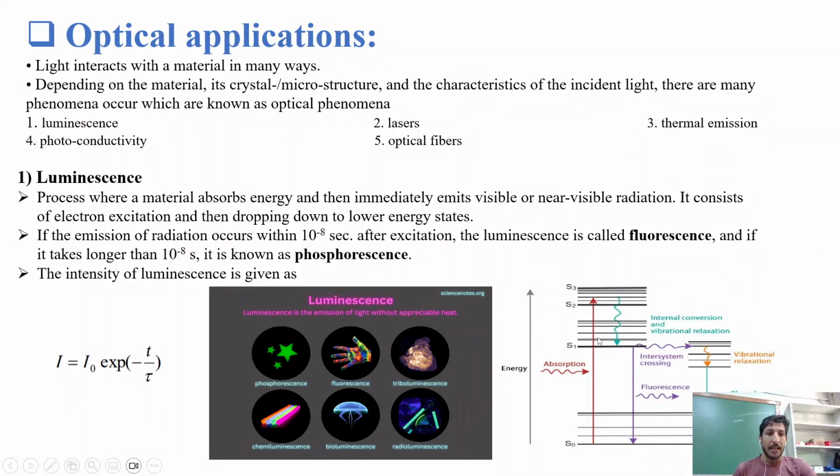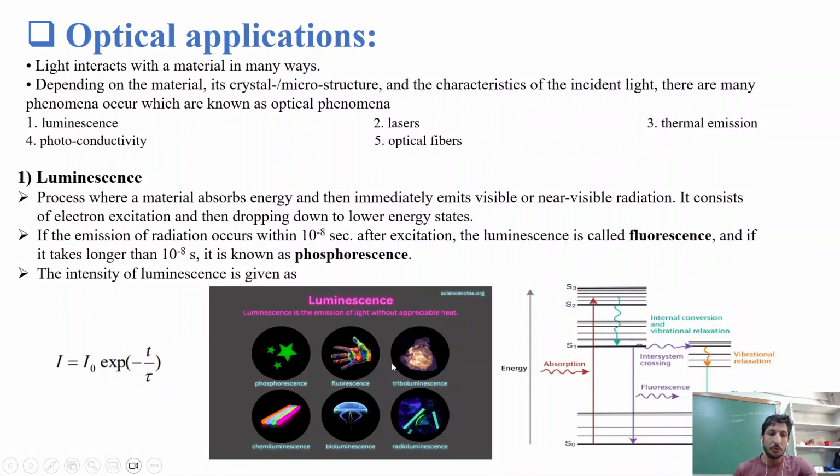For example, we can see here the emission of radiation. If the emission of radiation happens within 10 power minus 8 seconds, that's called fluorescence. And if it takes longer than 10 power minus 8 seconds, this phenomenon is known as phosphorescence. As we can see in this picture, this one is the phosphorescence and this one is the fluorescence. If it happens within 10 power minus 8 seconds, it's called fluorescence, and if it does not, it's called phosphorescence.